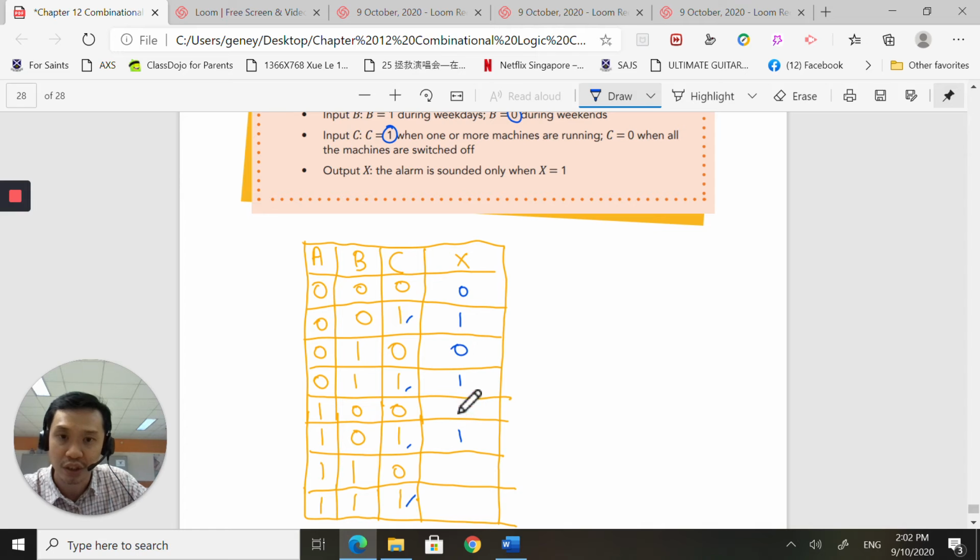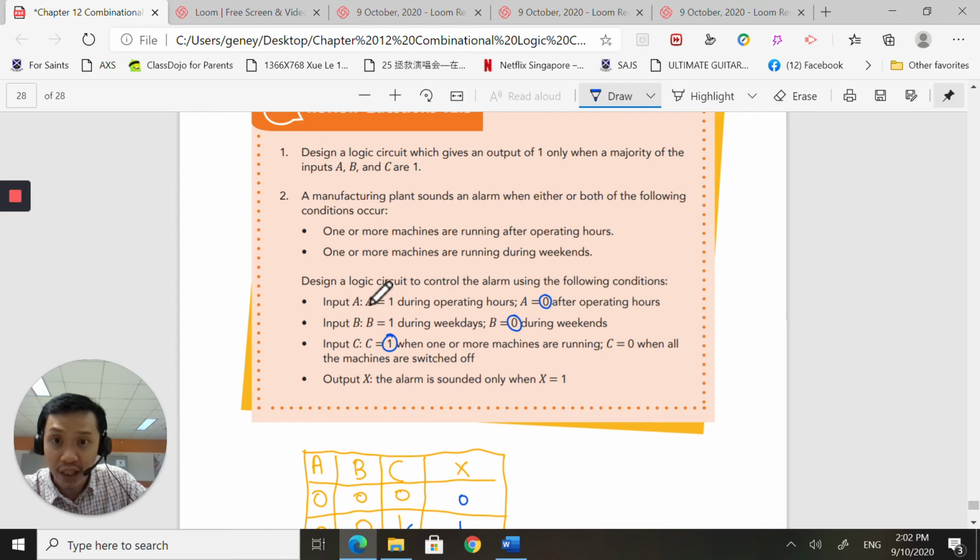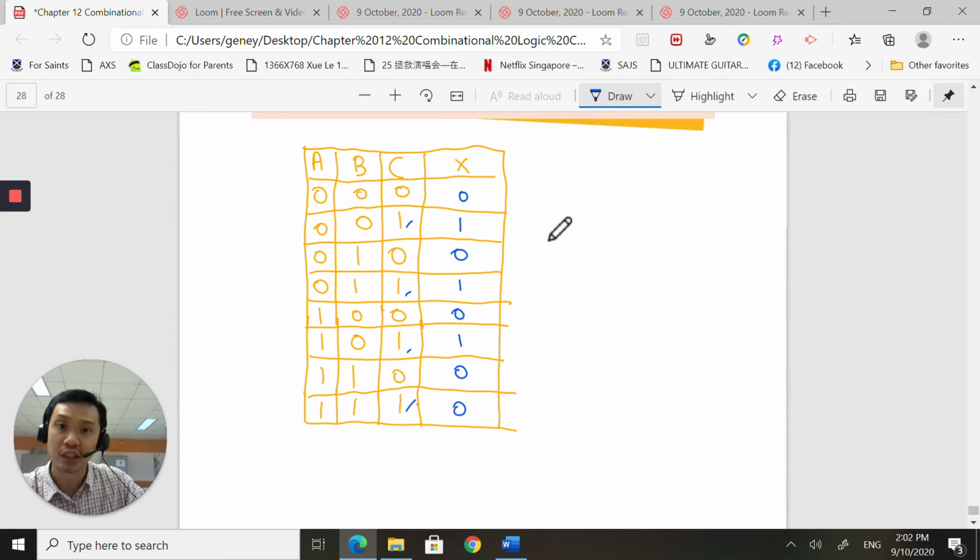So now what we need to do is we need our K-map in order to simplify this expression. I'm going to pause the video. Do pause the video too. Set up your K-map right now.